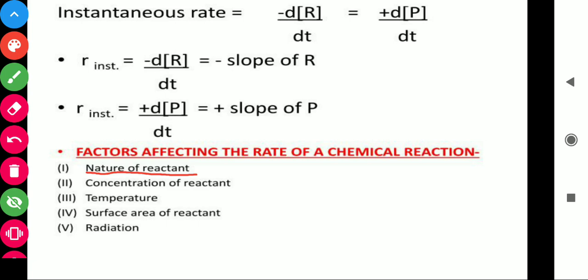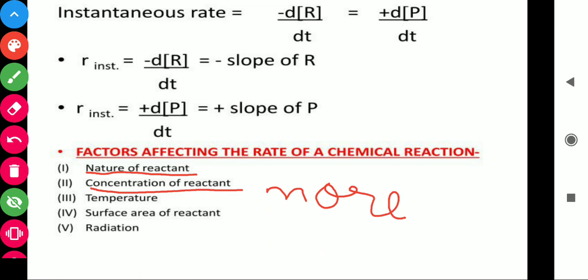The second one is concentration of reactant. The more the concentration of reactant, the more the rate of reaction. As the concentration of reactant is more, more molecules are present, and according to the collision theory, more molecules will collide to produce product. If the concentration is higher, there are more molecules, the collisions between them will be more, because of which more product will be formed.